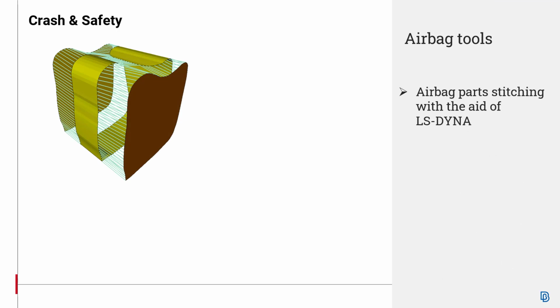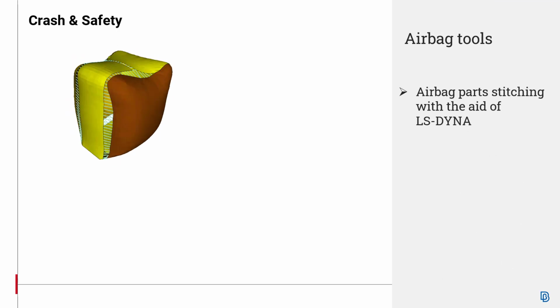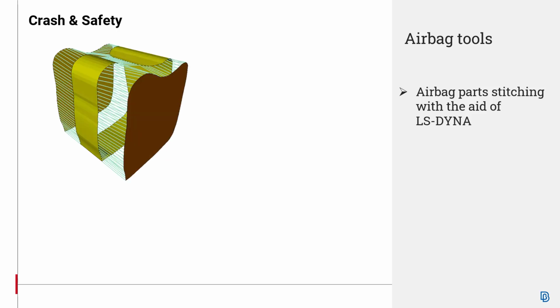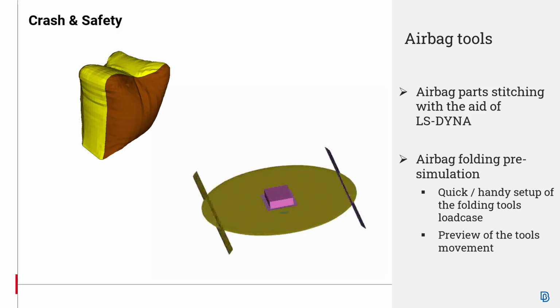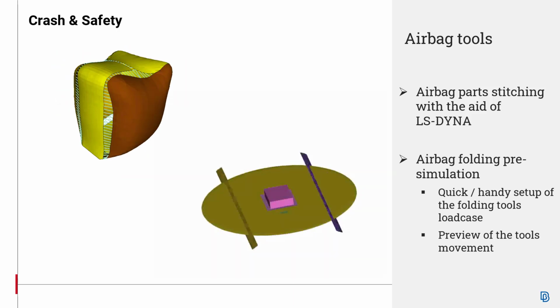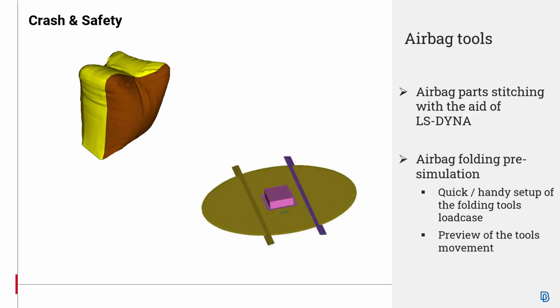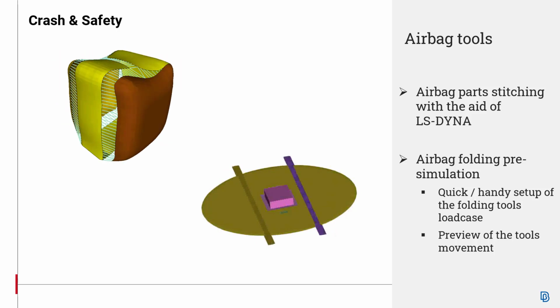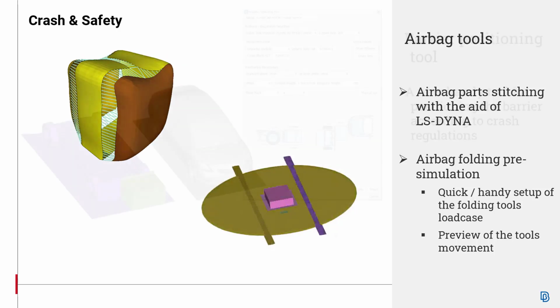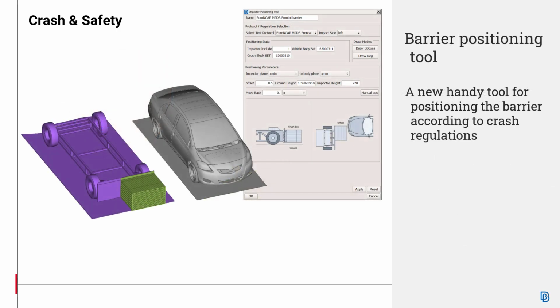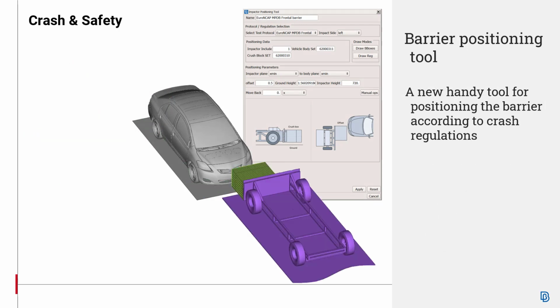Regarding airbag tools, a new passenger airbag modeling tool is now available for setting up an LS-DYNA stitching simulation, while the existing airbag folding pre-simulation tool is enhanced to easily and quickly set up the folding tool's load case and preview their movement. A new barrier positioning plugin is available for positioning the barrier according to crash regulations, allowing for the parameterization of the protocol's default values.